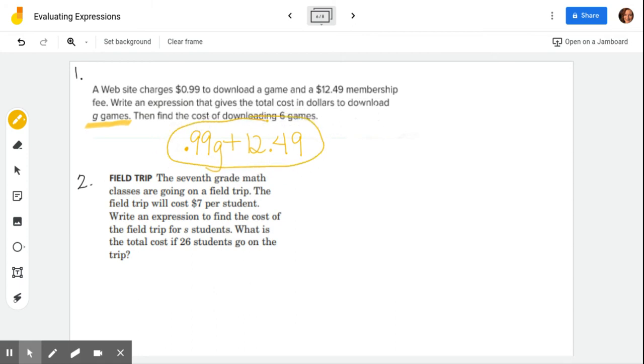Then I'm going to read the rest of the problem because now there's a second step for this. So in my second step, it says, then find the cost of downloading 6 games. So now I'm going to take that problem that I just wrote, but I'm going to pull out the G and I'm going to replace it with the 6, just like we were doing in the problems before. So I'm going to take 99 cents times 6, and then I'm going to add $12.49. Let's see what that is.